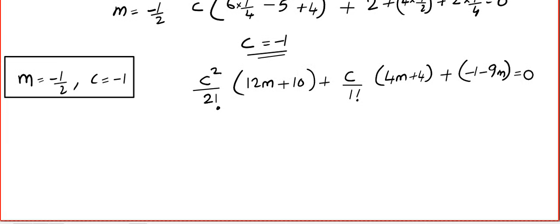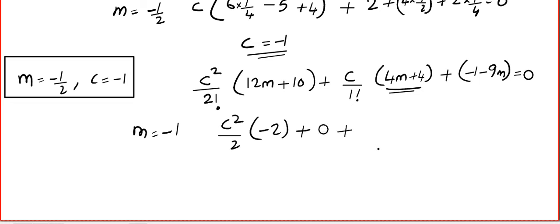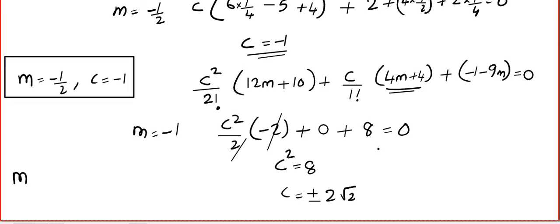Now let's plug in m is equal to minus 1. So you're going to get c square by 2 into minus 2, plus this will disappear, plus you're going to get 8 is equal to 0. So c square is equal to 8, because this will get cancelled, c equal to plus or minus 2 root 2. So here we get the next combination, m equal to minus 1, c can be 2 into root 2 and c can be 2 into root 2 with a negative. So what are the asymptotes? I listed here.